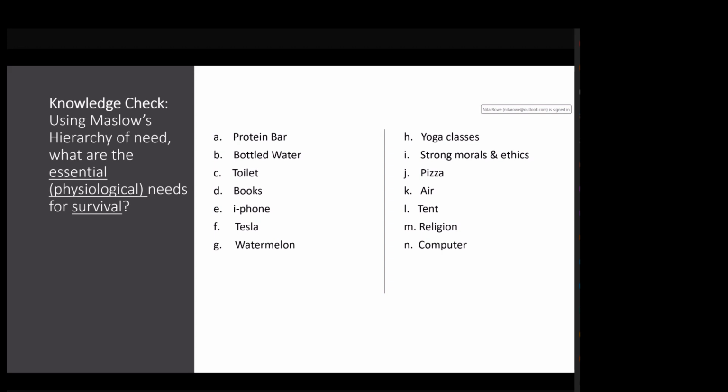There's a few of you out there that are quiet. I need you to tap into your vote. Okay. Tesla. Do you need a Tesla? I know you want a Tesla, but do you need a Tesla to survive? Watermelon. Yeah, I like to eat watermelon, especially during the summer. Yoga classes. Do you need yoga classes? Absolutely. Okay. Strong morals and ethics. Do you need strong morals and ethics?